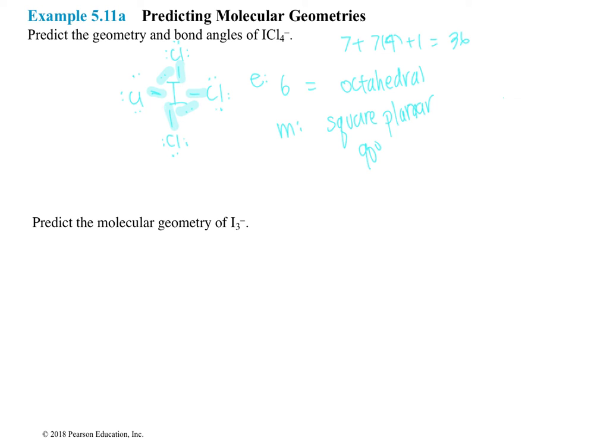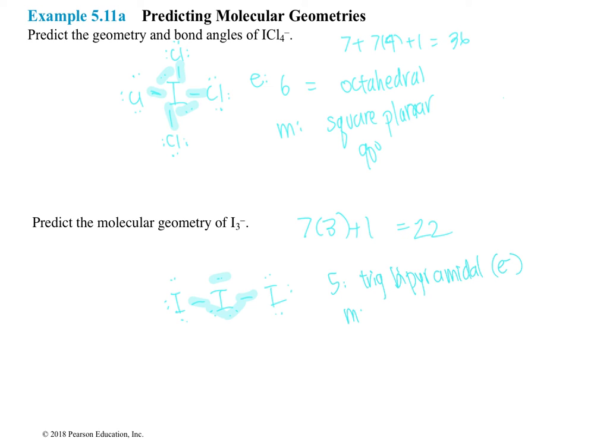Now I3 minus, I have 7 times 3 plus 1, so 22. So iodine, iodine, iodine, 2, 4, 6, 8, 10, 12, 14, 16, 18, 20, 22. So I have 1, 2, 3, 4, 5 groups. So 5 groups means trigonal bipyramidal for electronic geometry.